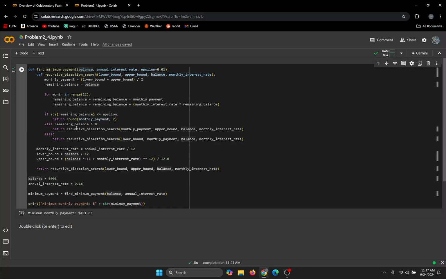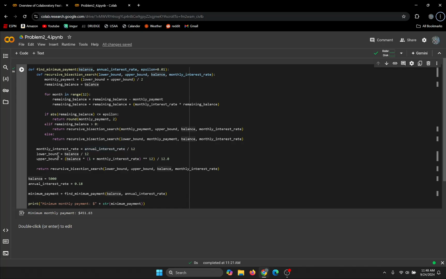If it's not, then we're going to do one of two things. If the balance is over epsilon and still positive, we're going to return a new lower bound. If it's negative, we'll return a new upper bound. And down here is where we're going to calculate the monthly interest rate, because we are only given an annual interest rate of 0.18. Divide that by 12, you get your monthly interest rate.